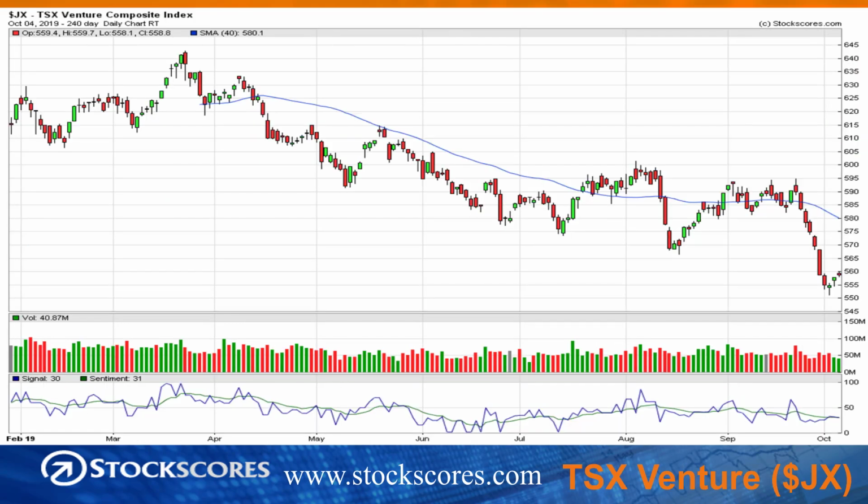TSX Venture is the microcap stocks in Canada, and they are in a situation where you have falling tops. We had some pretty strong selling pressure the last couple of weeks. The market's oversold, maybe due for a little bounce back, but generally speaking, I would avoid this market as it does not look all that healthy.